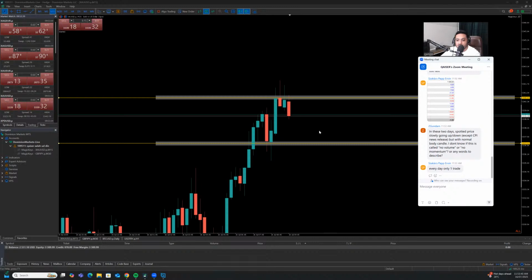In these 2 days, spot price is slowly going up and down. Expecting the CPI news release, but with normal body candles, I don't know if this is called no volume or no momentum, or any words to describe. It's just no volume in it, to be honest. Right now it's volatility, and you might face this kind of volatility during summer. We already discussed these things in previous live streams. In the summer months, we can face volatility, not clean structure, not volume. It will suddenly show the volume and it will suddenly drop the volume.